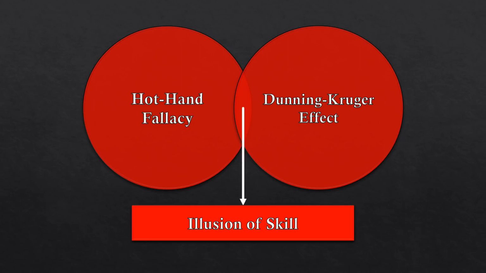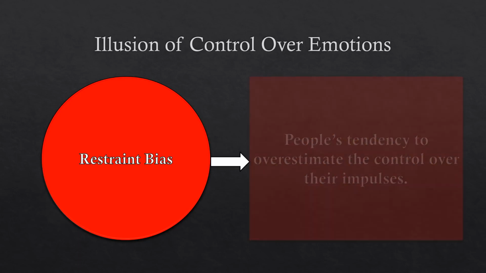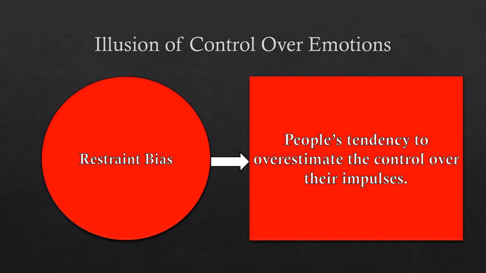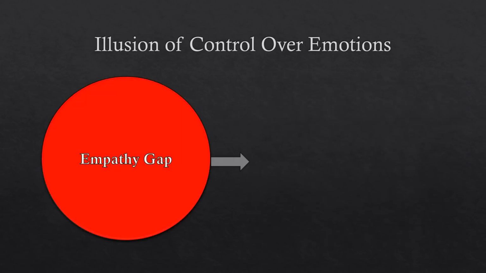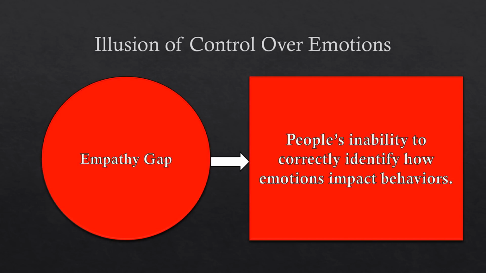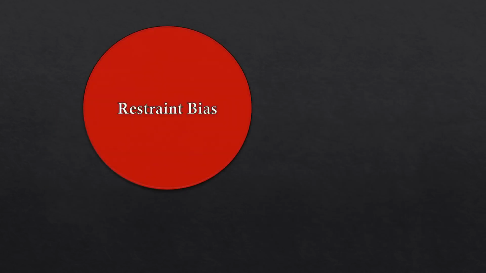Next, we can talk about a couple of cognitive biases that cause traders to have the illusion of control over their own emotions. The first bias is called restraint bias, which is people's tendency to overestimate their control over impulses. The restraint bias occurs because of another bias called empathy gap, which describes people's inability to correctly identify how emotions impact behaviors. In other words, the fact that we don't accurately identify how emotions impact behaviors creates a certain kind of illusion of control over our own emotions in the future.